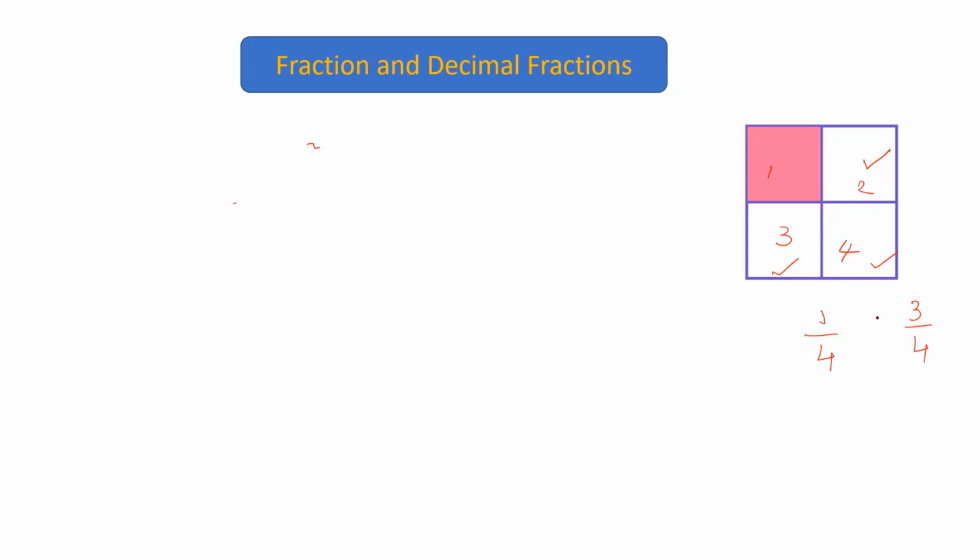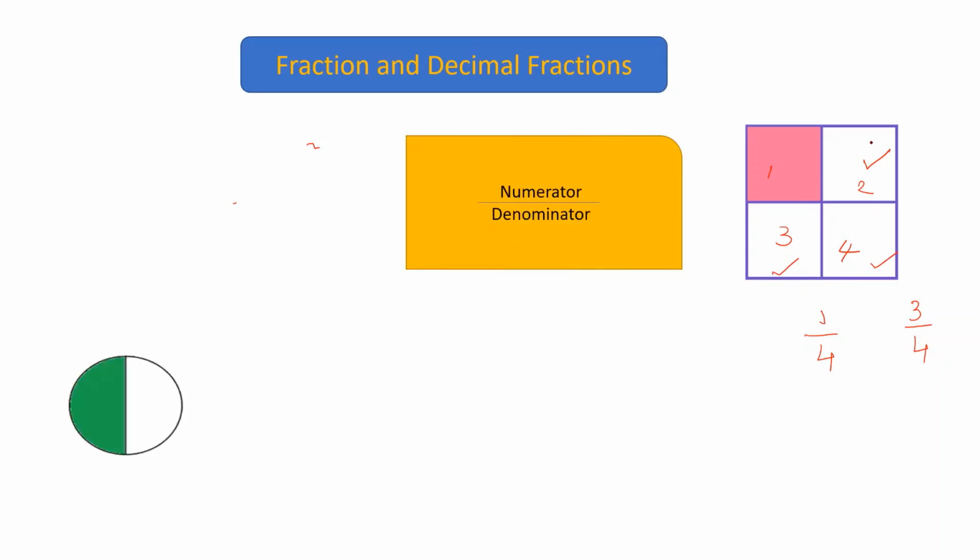Okay. What is a numerator and what is a denominator? The up one is the numerator and the down one is the denominator. Here 1 is a numerator, 4 is a denominator, 3 is a numerator and 4 is a denominator.